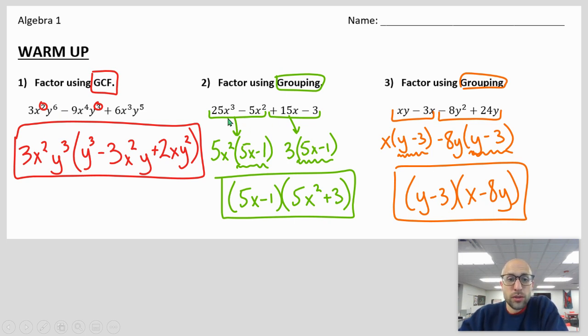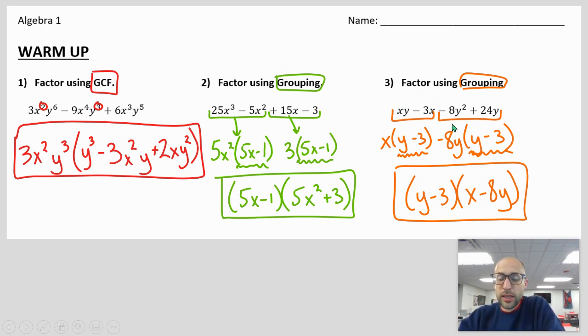For number 2, split it up into 2 groups, take out the GCF from each group, and then again, just remember your matching factor. These have to match. If these don't match, the 5x minus 1s, you have to go back and double check your work. Otherwise, for your final answer, just remember this could be flipped around.